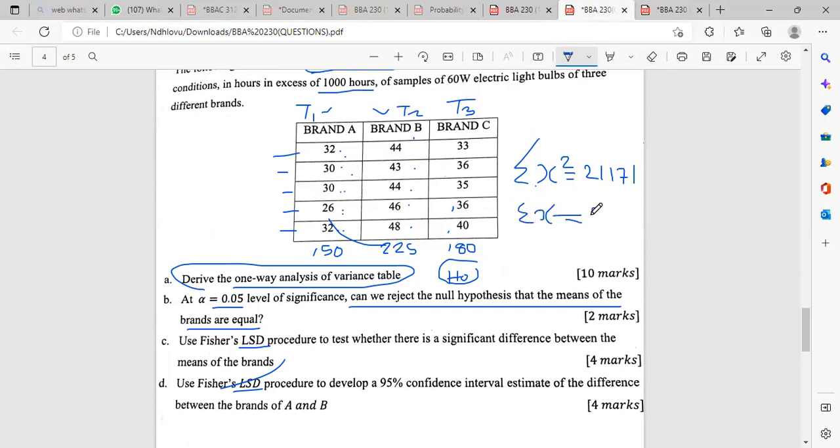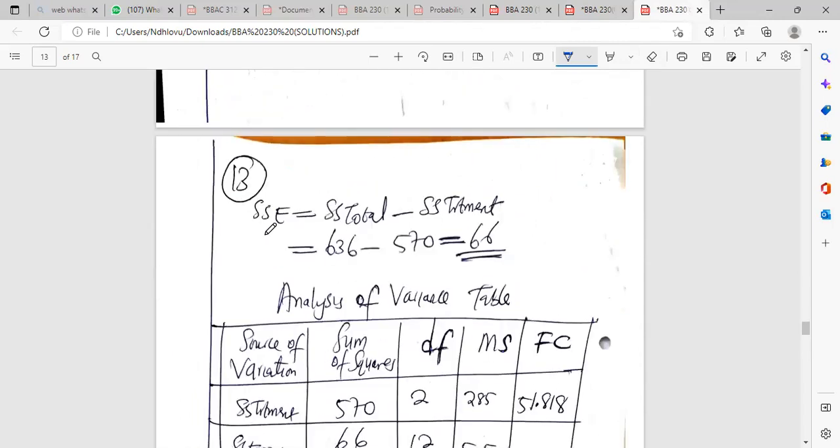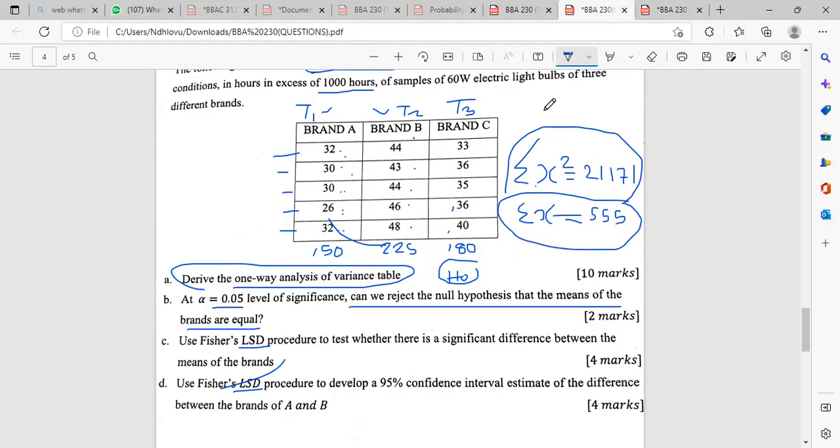This is the summation of x. Okay, summation of x squared, we have the other one. So this is how we get to these figures here. Then after that, there is need to start finding the rest. The total is giving us 636, this sum of squares of total. So we can find the sum of squares of error simply by taking the sum of squares of total minus the sum of squares of treatment. Of course, how many treatments are we talking about? There were 3 treatments. So k is equal to 3.